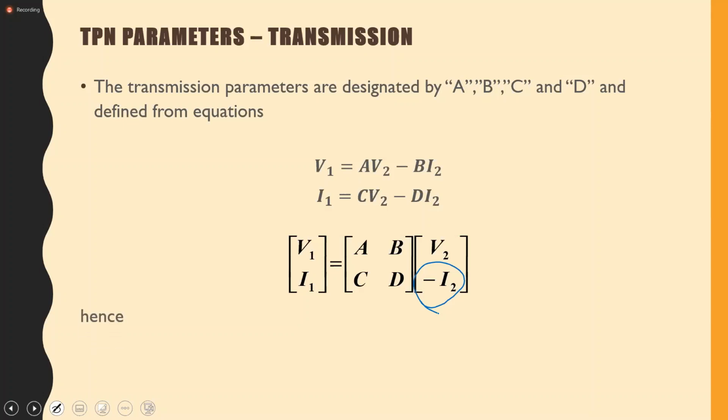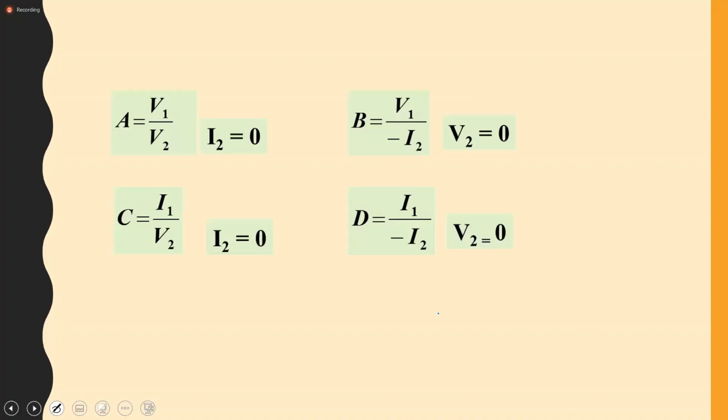All right. So with this, and because we are no experts, I just give you all the equations. A will be V1 over V2, with I2 equal to 0. B is V1 over minus I2, so it's V1 over the negative of I2, with V2 equal to 0. C is I1 over V2, with I2 equal to 0. And D is I1 over minus I2, with V2 equal to 0.